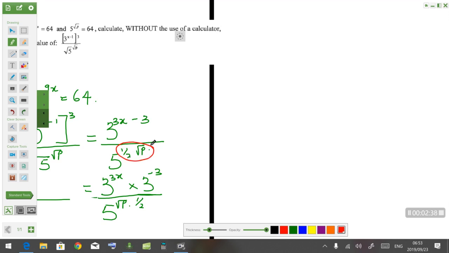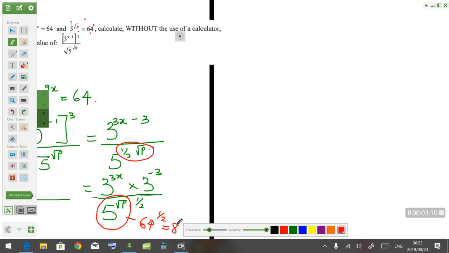You see why I'm trying to do that? I'm trying to do that because in the expression I have, look at this expression here, 5 square root of p, it's actually here, 5 square root of p equals 64. That means I can replace this now with 64, and it becomes 64 to the power half. And using your laws of exponents, that is simply asking us to find the square root of 64, and that will give us what? 8.